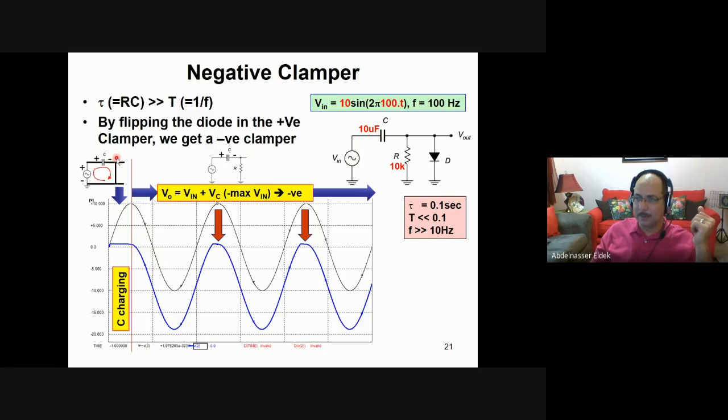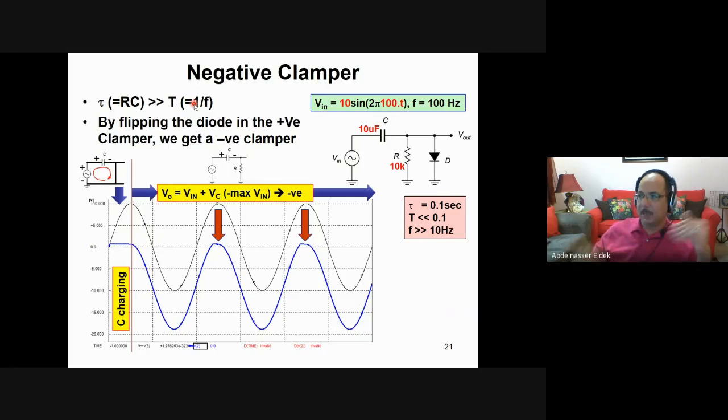Then the side of the diode will be negative here. This side is negative. Then actually you are adding negative 10 volt to the voltage across the diode. So actually you are adding negative 10 volt to the input signal. This is the voltage across the diode. This is a negative clamper.